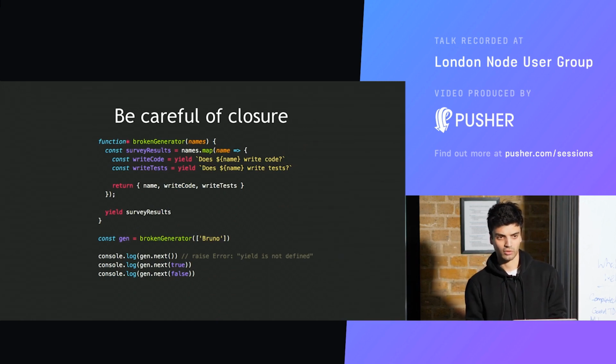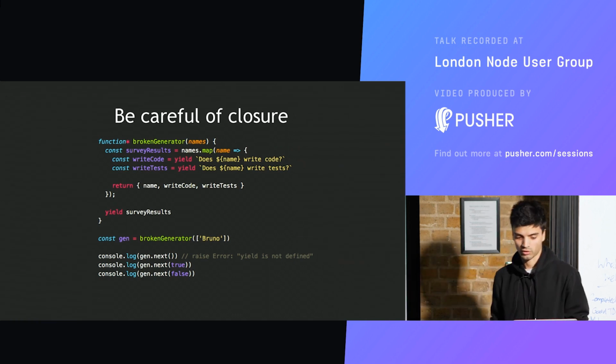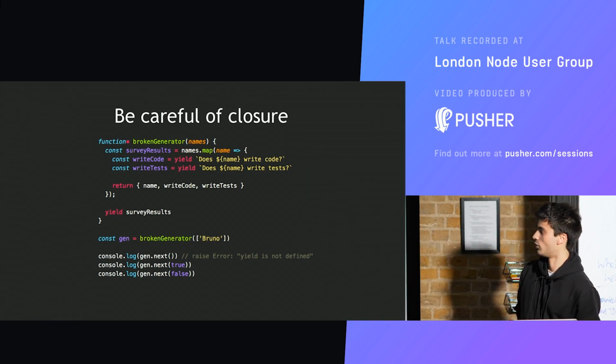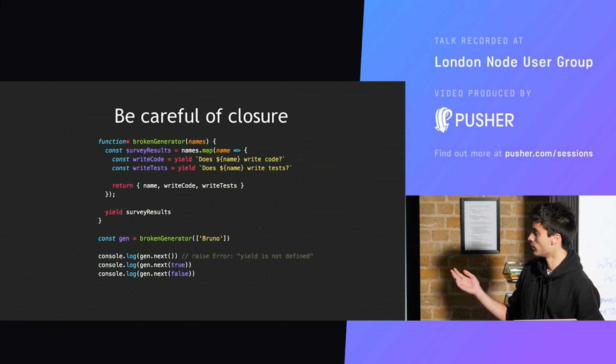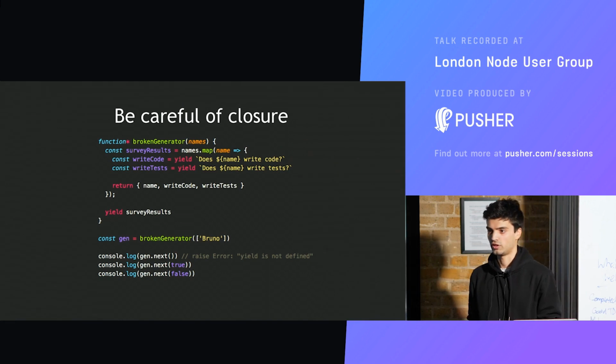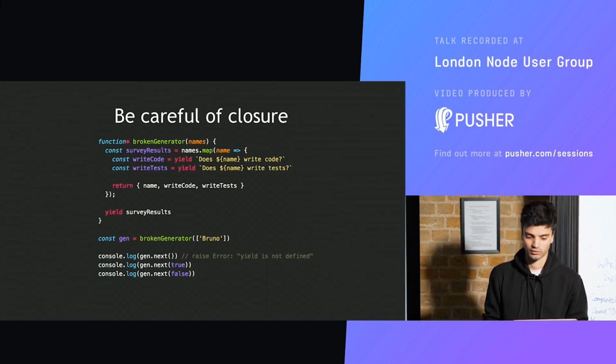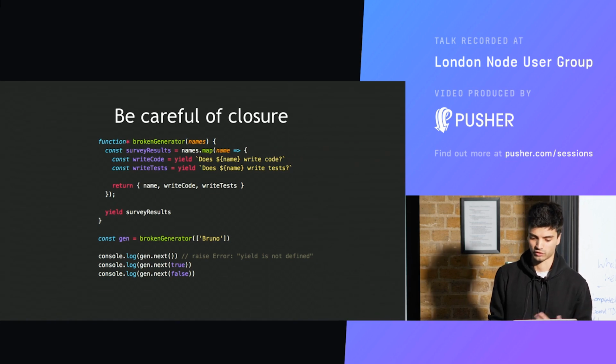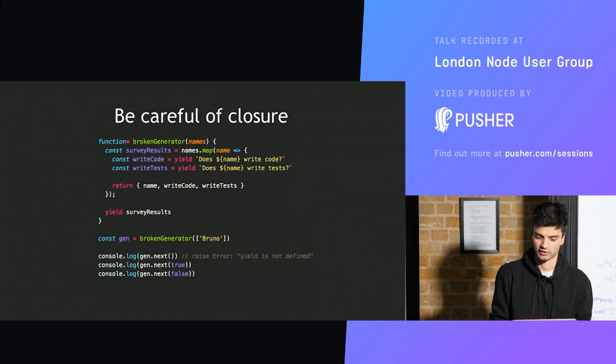When you use generators, you need to be careful of what we call closures. Here in my generator, I'm doing a map over an array, and inside the map I'm using a function, of course. If I try to use yield there, it's not going to work, because yield is only defined inside the generator, and in my map I'm actually inside a function. So this generator is actually broken, and it's something you need to be careful about. You can't really use functional programming in a generator, or at least you can't yield inside functional programming.